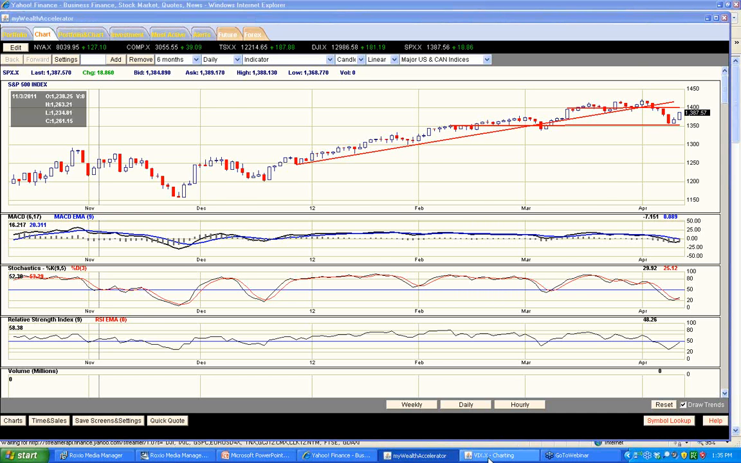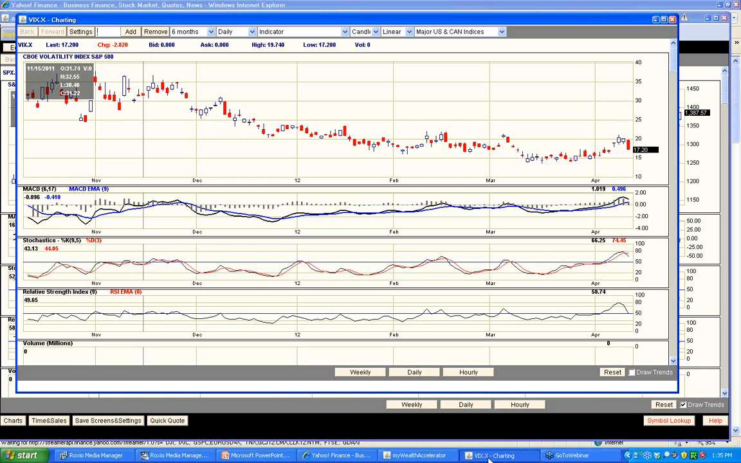We're now going to take a look at our volatility indicator. Now, this volatility indicator was just a little bit above 20 yesterday. It's now dropped down to 17.20. So that's a large decrease. In fact, this has been the largest decrease in volatility since the beginning of April, possibly even all of 2012.